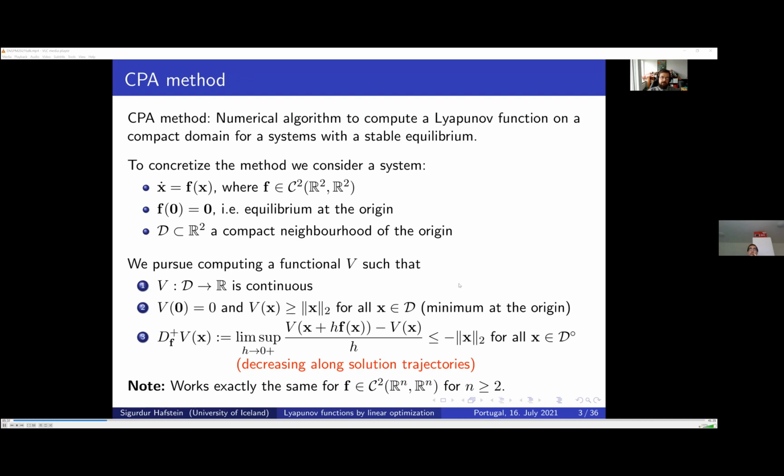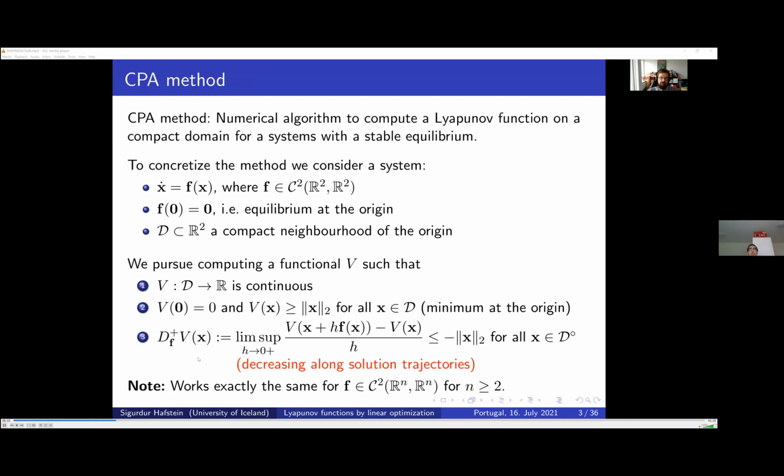And the Lyapunov function we want to compute is then a function V from this compact domain, this compact neighborhood of the origin, that is continuous. It is 0 at 0. And let's just say here that V at x is larger than or equal to the Euclidean norm of x for all x in D. So this implies then that it's a minimum at the origin, and this is not restrictive.